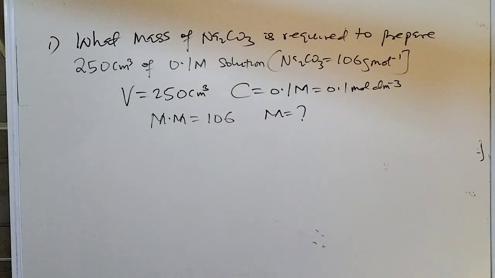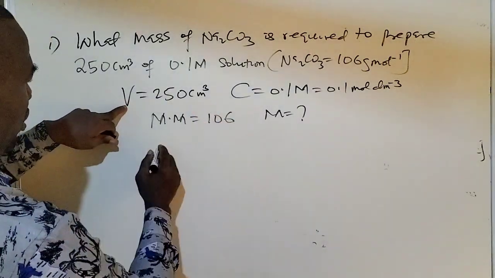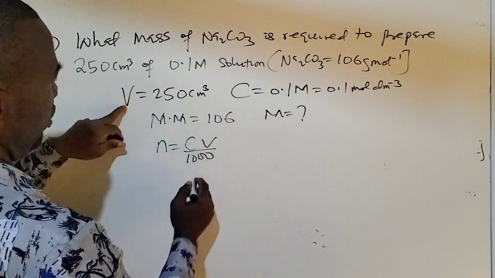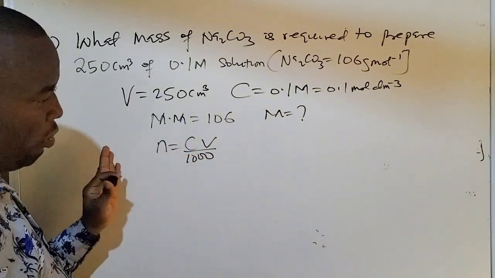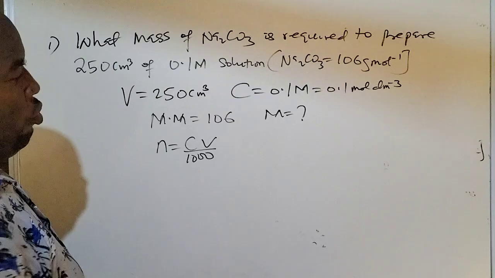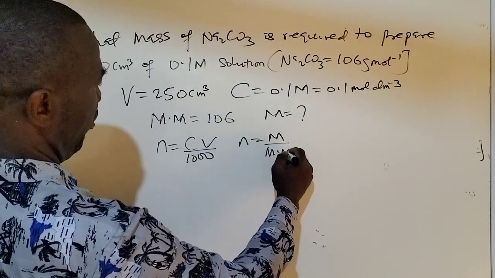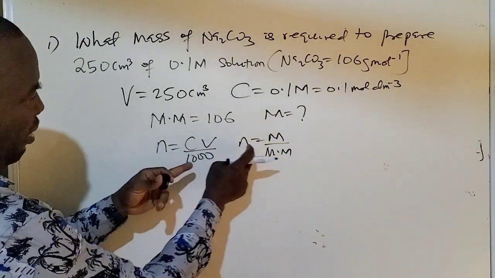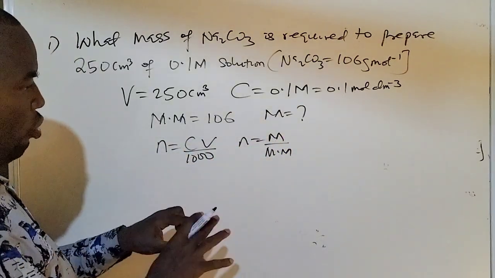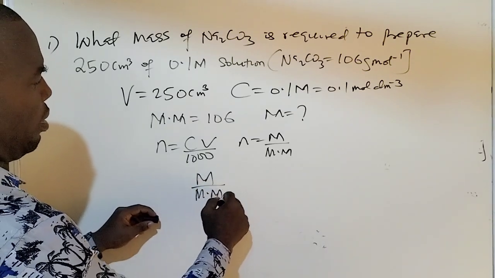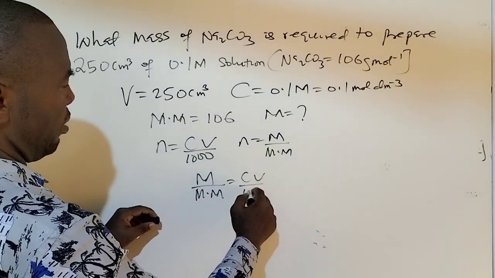Now, if you look at the information given to you in this question, you see that if you combine C and V, you get n, which is CV over 1000. And that will only give you the number of moles. You're looking for mass. You also know that number of moles is mass over molar mass. Since you look for mass, mass is not found in this equation but found in this one. So you can connect the two of them together and now have mass over molar mass equals CV over 1000.